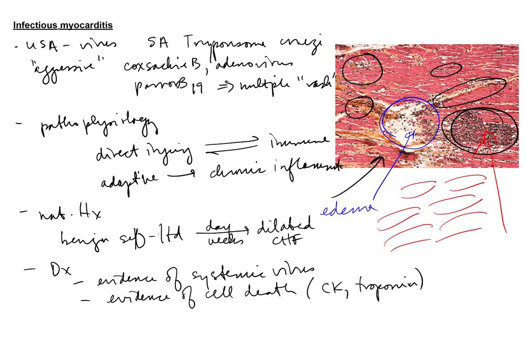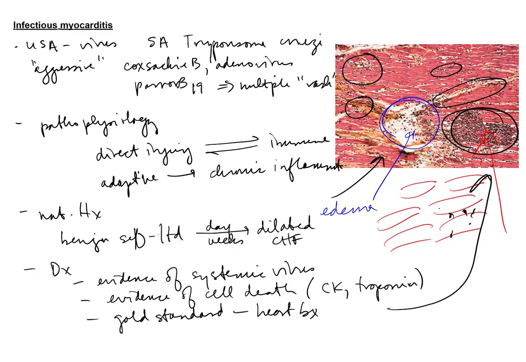But if you really do have to establish it, the gold standard is going to be the heart biopsy, in which you're going to see this inflammation scattered all through the cardiac myocytes. Now, obviously, that's not something you're going to do in a community center. That's something you're really going to leave to transplant centers that actually do heart transplants, and so they do many biopsies.